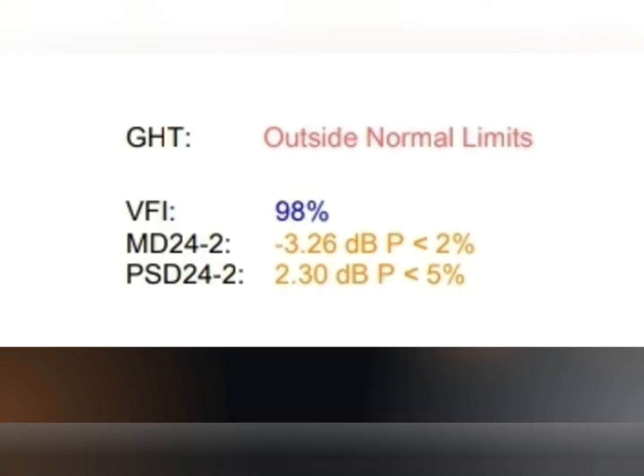So these are the global indices: mean deviation, pattern standard deviation, visual field index, and glaucoma hemifield test, okay. So let's start with mean deviation. Mean deviation tells you the amount of visual field defect that is there, okay.